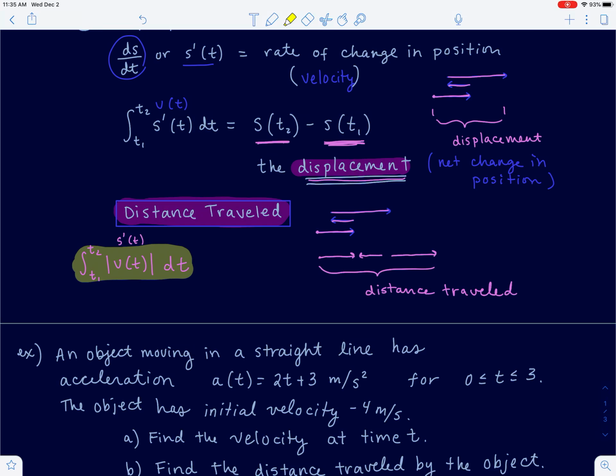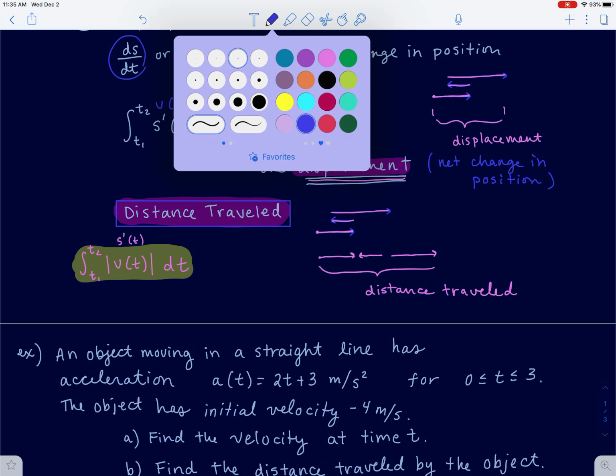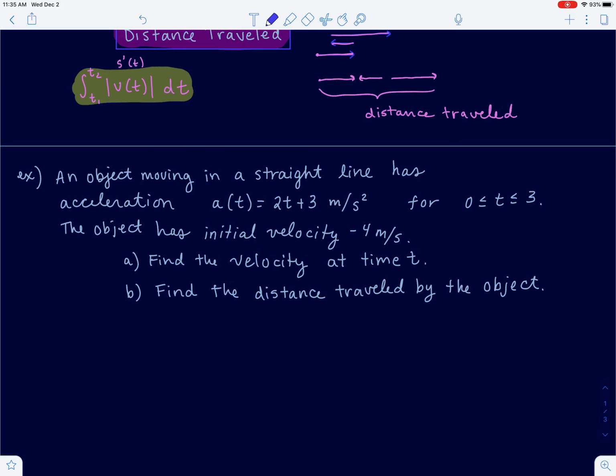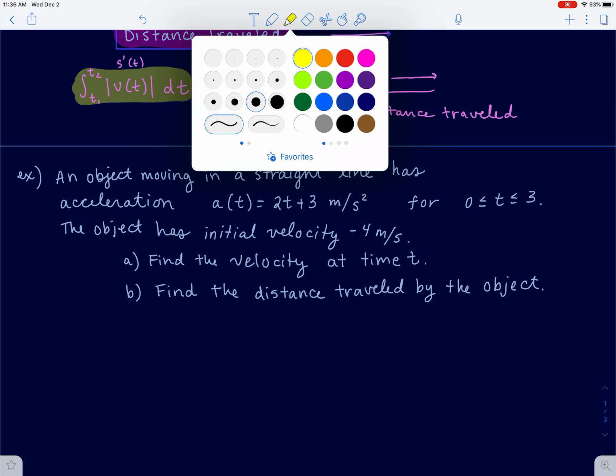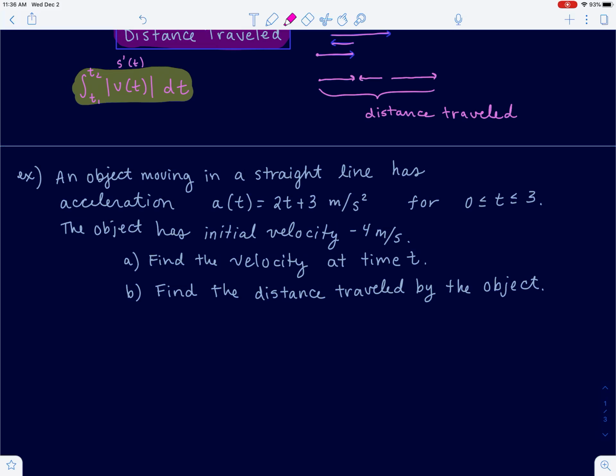Okay, so let's go ahead and do an example, just a quick one. An object moving in a straight line has acceleration a of t equals 2t plus 3 meters per second squared for t between 0 and 3 seconds. The object has initial velocity of -4 meters per second, and so we're being asked to find the velocity and then find the distance traveled.